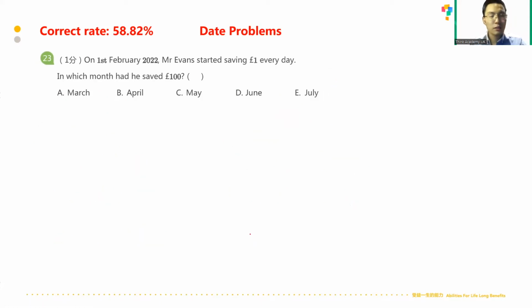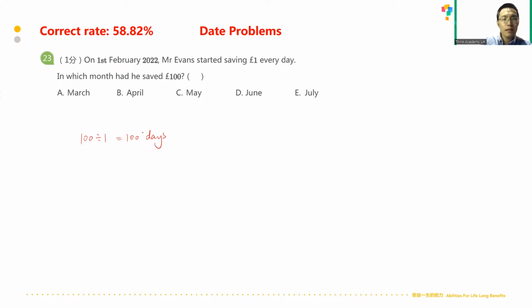Right, and then let's look at question number 23, which is a date problem. So on 1st of February 2022, Mr. Evans started saving £1 every day. In which month had he saved £100? So we're saving £1 each day, and how many days later will we have £100? We simply use 100 divided by 1, and that will give us 100 days. So that means 100 days later, Mr. Evans will have saved £100.